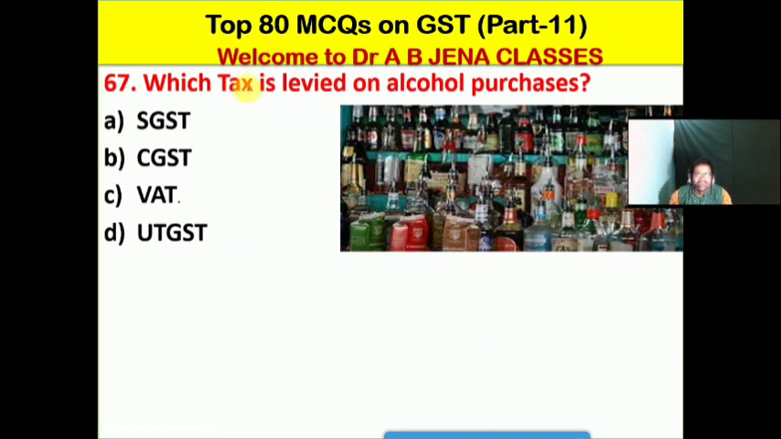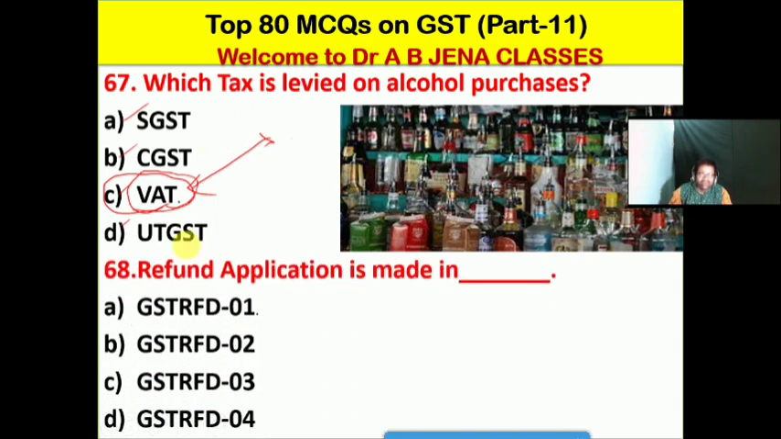So next one, which tax is levied on alcohol purchases? Whether A, it's the GST, B, it's the CGST, C, it's the VAT, D, it's the UTGST. Friends, so C is the right option for this MCQ. Friends, we have already discussed what VAT means.